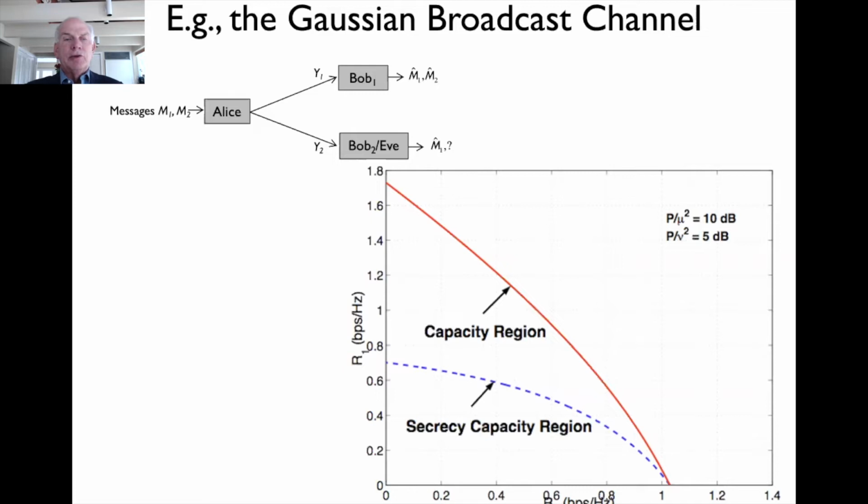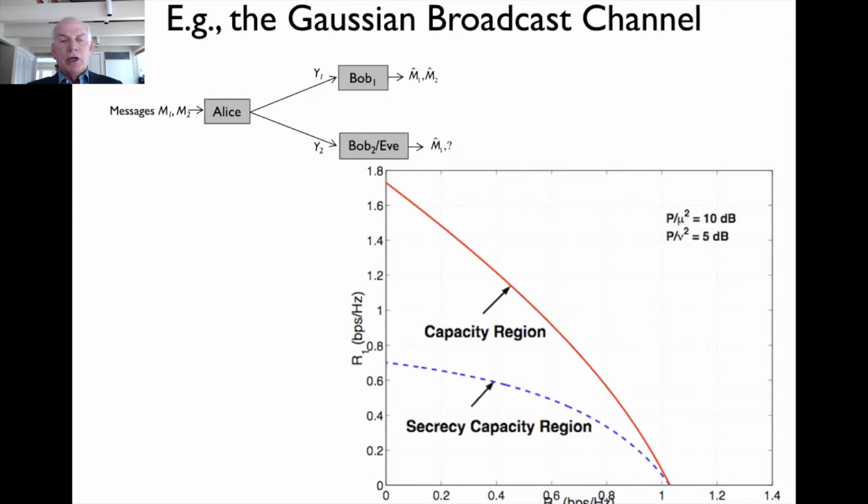M1 is a broadcast message. Alice wants to share that with both receivers. And M2 is a message that's to be shared only with Bob 1. So Bob 2, the lower receiver, is a legitimate receiver for message 1 and an eavesdropper for message 2. Another way to think about this is, for message 1, this is a broadcast channel, and for message 2, it's a wiretap channel. And it's a Gaussian broadcast channel, meaning that the two channels between Alice and Bob 1 and Alice and Bob 2 are additive white Gaussian noise channels.